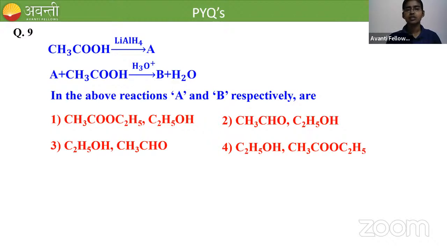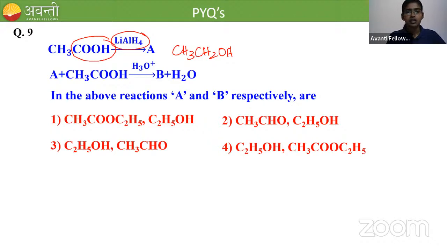Compound A is CH3CHO. No, no. Okay, we'll discuss, no issues. Listen, lithium aluminum hydride is a strong reducing agent. Now you are correct. It is a strong reducing agent, and this will reduce the COOH, that is the carboxylic acid group, to an alcohol group. So compound A would be CH3CH2OH.